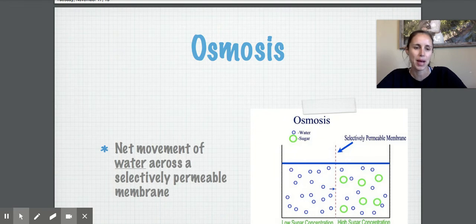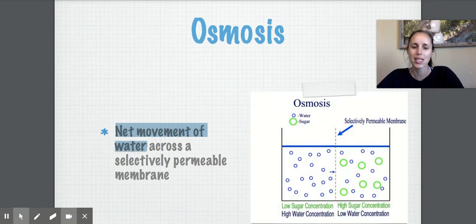The last type of passive transport, so again, transport that doesn't require energy, is osmosis. You might have heard of osmosis before. This is the net movement of water across a selectively permeable membrane. So notice that I highlighted water. This is essentially very similar to simple diffusion, where you have water moving through a concentration gradient, but it is specific for water. So whenever we're talking about osmosis, we're talking about just the movement of water.